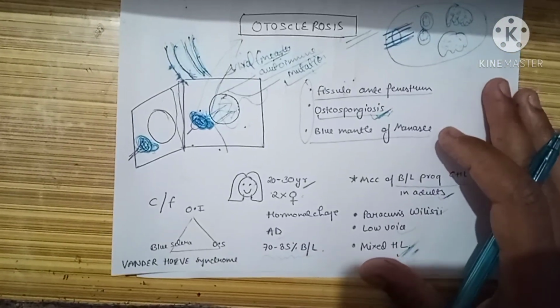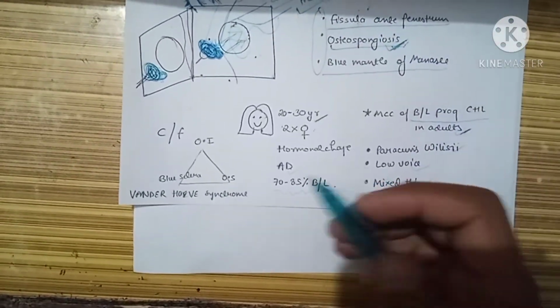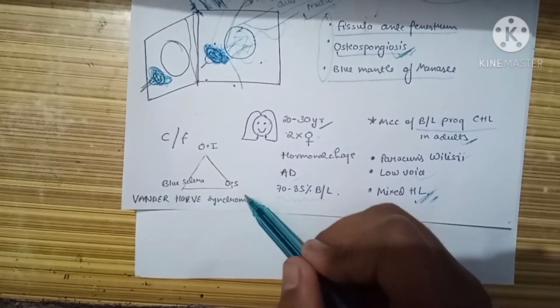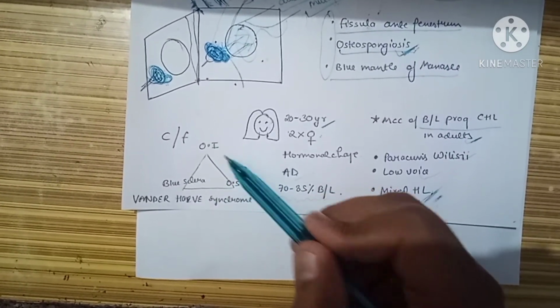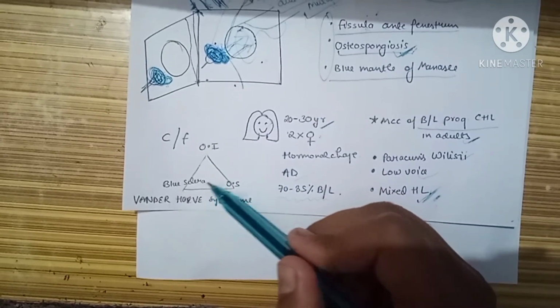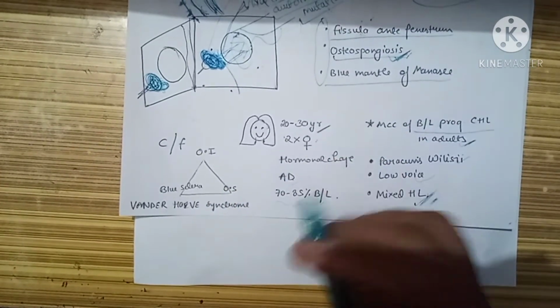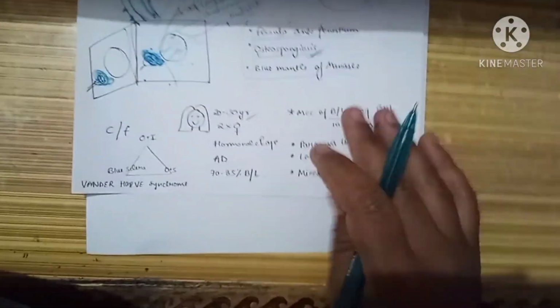Another thing we need to remember is a triad or syndrome, that is the Van der Hoeve syndrome. In this condition, the child will have osteogenesis imperfecta, he will have blue sclera, plus he will have otosclerosis. So this is one syndrome we need to remember.